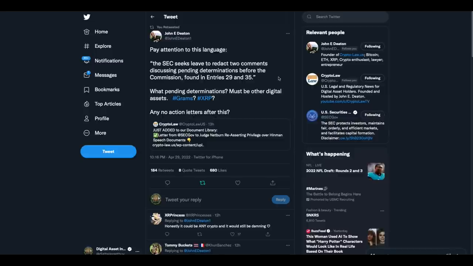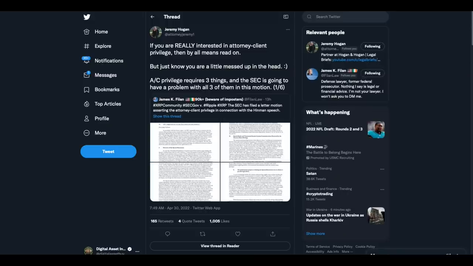John Deaton said, pay attention to this language. The SEC seeks leave to redact two comments discussing pending determinations before the commission, found in entries 29 and 35. John says, what pending determinations? Must be other digital assets. Any no action letters after this? Then Jeremy Hogan weighed in on it.